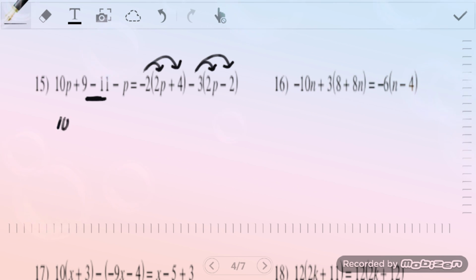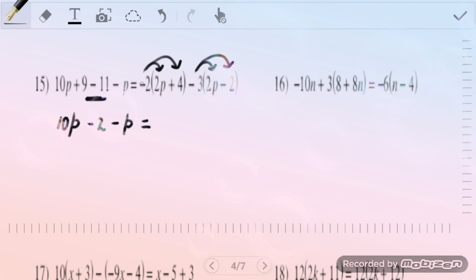Let's take down our 10p. And notice here that 9 and minus 11 are numerical values, or like terms. So we could actually work that out and we'll end up with minus 2. And that's going to be taken away from p, or p is going to be taken away from that. And that's going to be equal to, now we're going to distribute the brackets here.